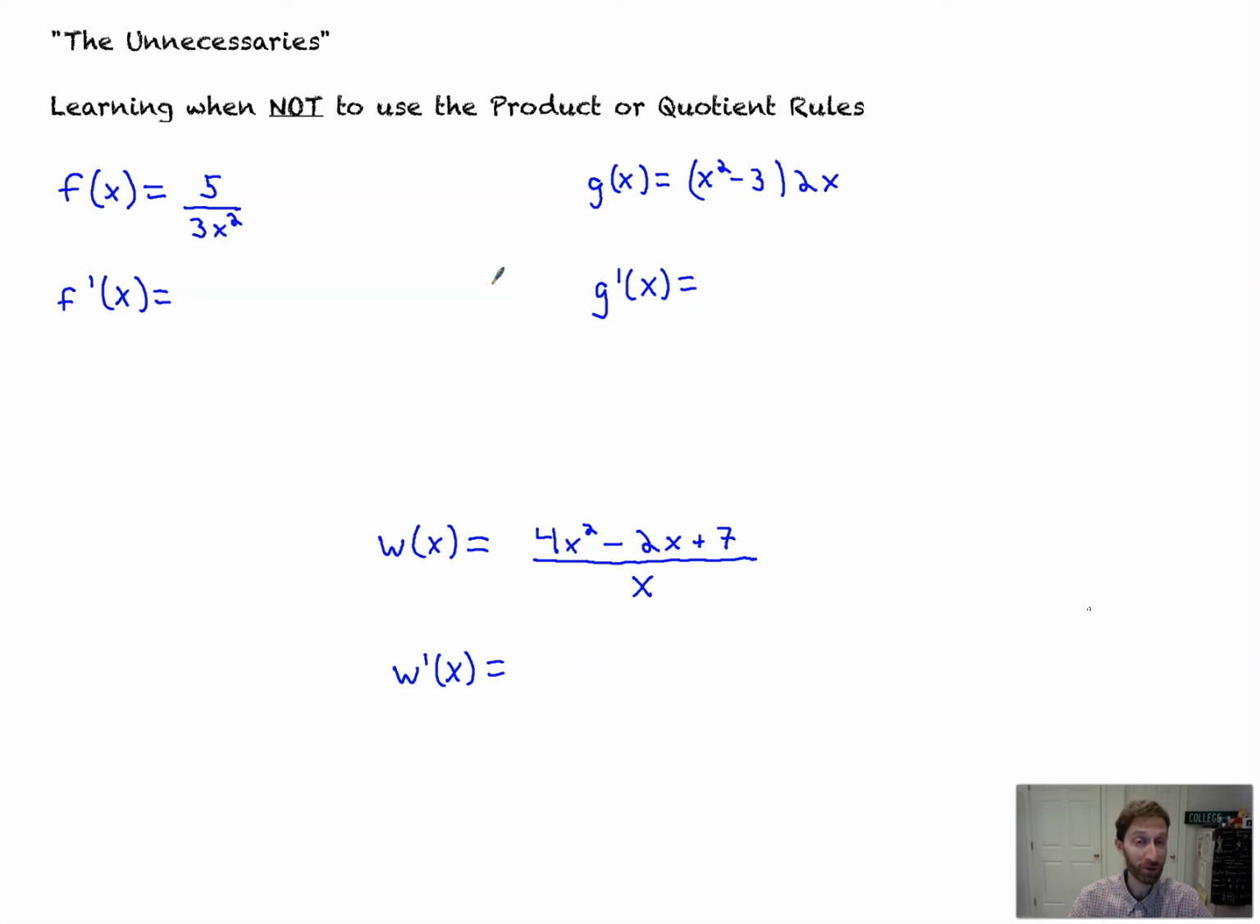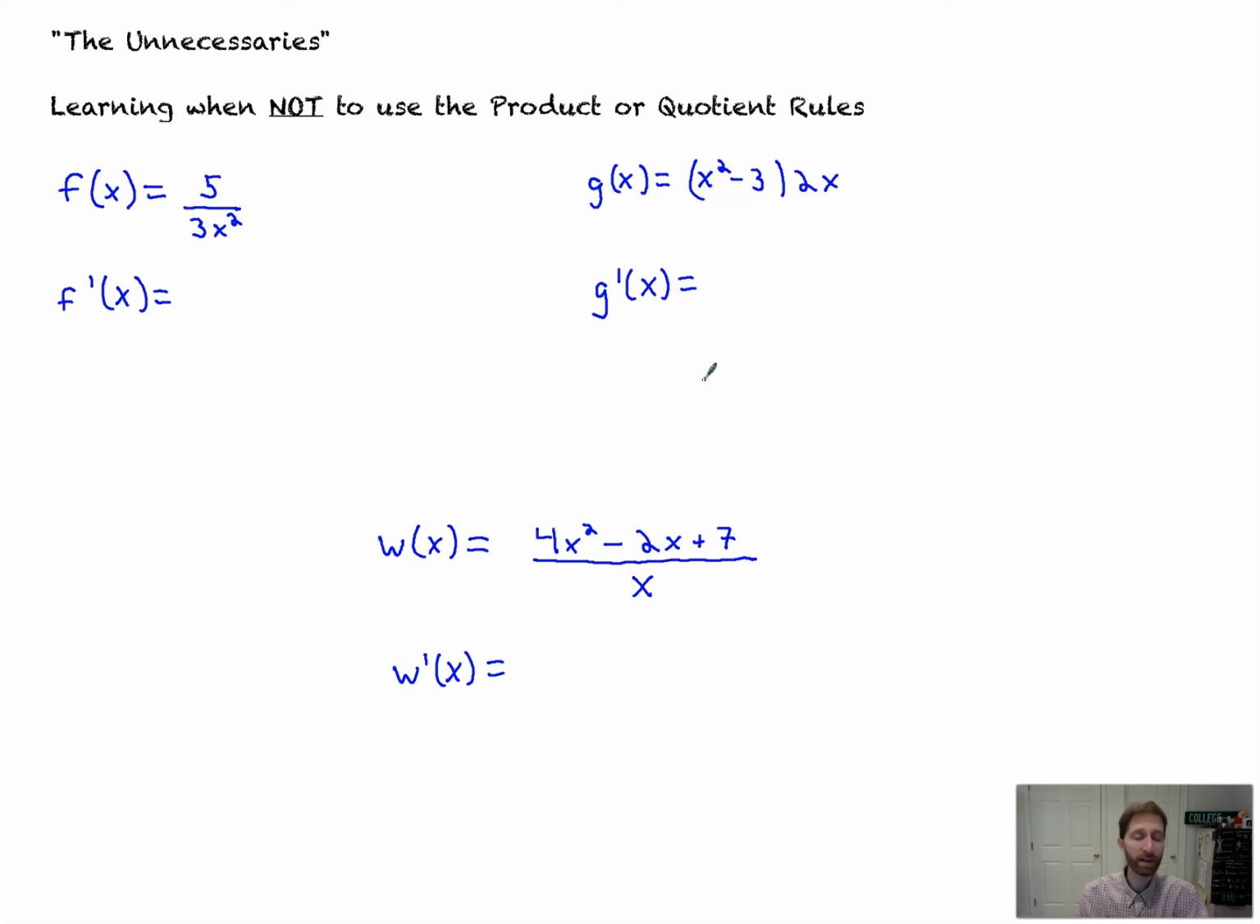So what do you do when you're given what I call the unnecessaries? This is a very common kind of mistake, where a student is given a quotient and they think, I'm going to use the quotient rule here. And I'm looking at them like, no, please don't. These are some examples of how to remember that we can rewrite an expression to avoid needing to use the product or quotient rules. Only use the product or quotient rules when you absolutely must.